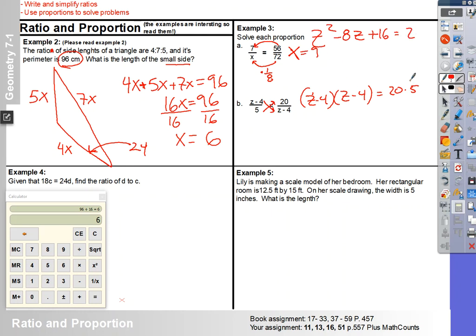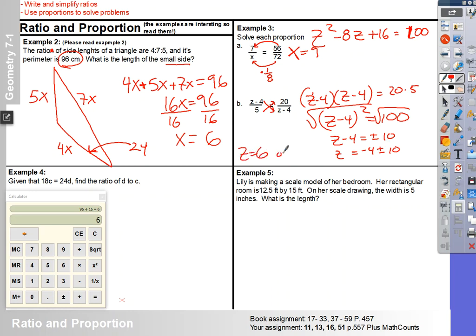Oh, well, 20 times 5 is just 100. So another way of talking about z minus 4 times z minus 4 is z minus 4 squared, and that equals 100. Well, what's the opposite of squaring something? Square rooting something. So let's square root. So we get z minus 4 is equal to plus or minus 10. All right. So z is going to equal negative 4 plus or minus 10. Well, I can simplify that. Negative 4 plus 10 is 6, so z is equal to 6, or z is equal to negative 4 minus 10, which is negative 14. So there are my two answers.